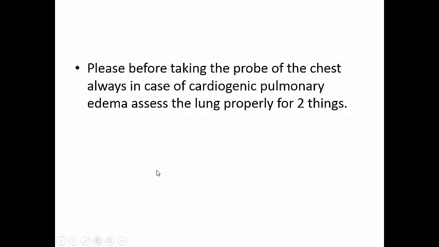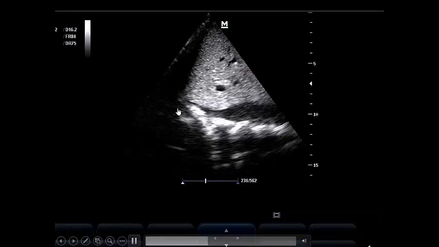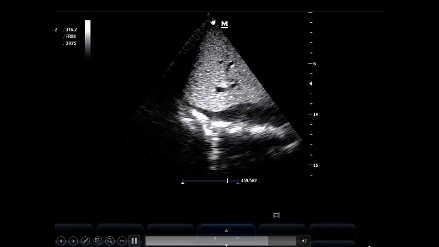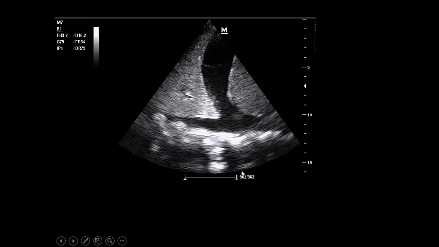So, please, before taking the probe off the chest, always, in case of cardiogenic pulmonary edema, assess the lung properly for two things: pleural effusion, especially right side, which is common with heart failure, and pneumonia precipitating the cardiogenic edema. In this patient, really this was the situation in the bases of the lung. Complete hepatization of the bases of the lung. So pneumonia here was a real factor in the patient's respiratory distress.